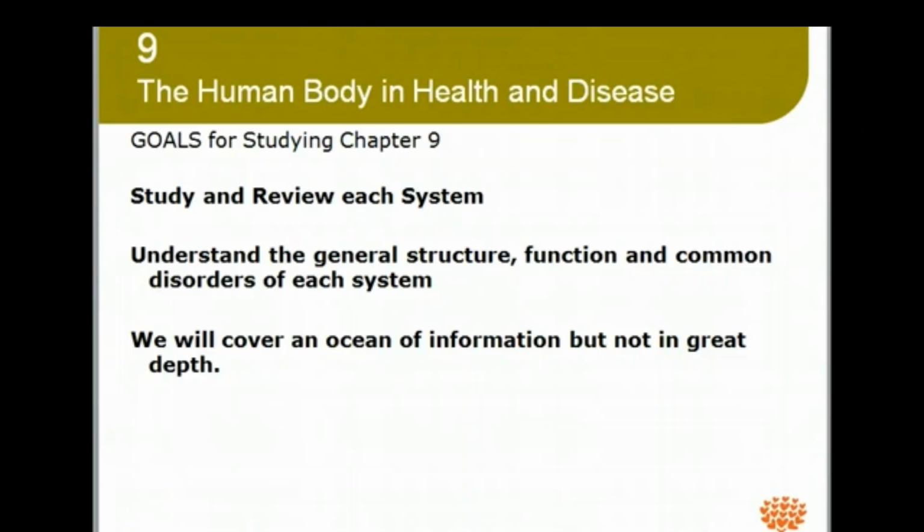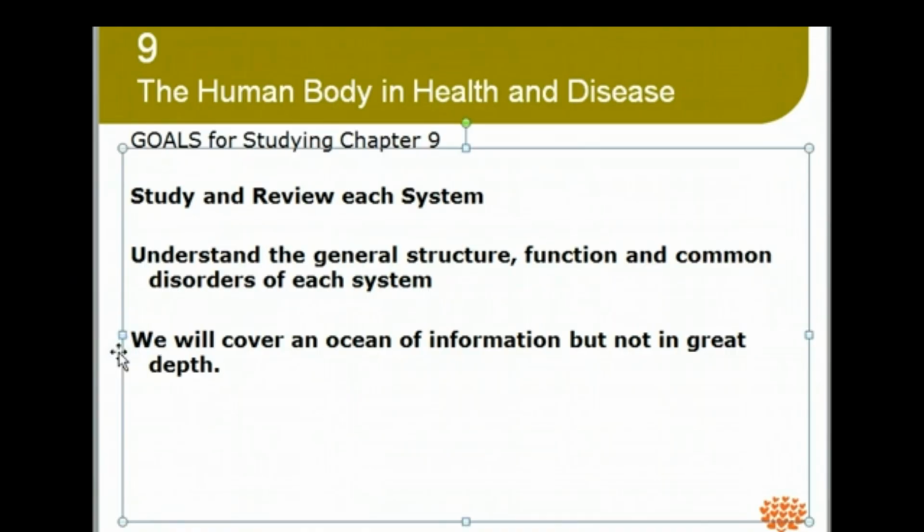We're just getting a general sense of what's happening in each of these systems and a general idea of some of the common disorders associated with these different systems. The authors of this text have divided the body systems into 10, and I'm going to make a little mini lecture on each system. And again, the goal is for you to focus on understanding the general structure, function, and common disorders, and just keep remembering that we're covering a vast ocean of information, but not in great depth. Okay.